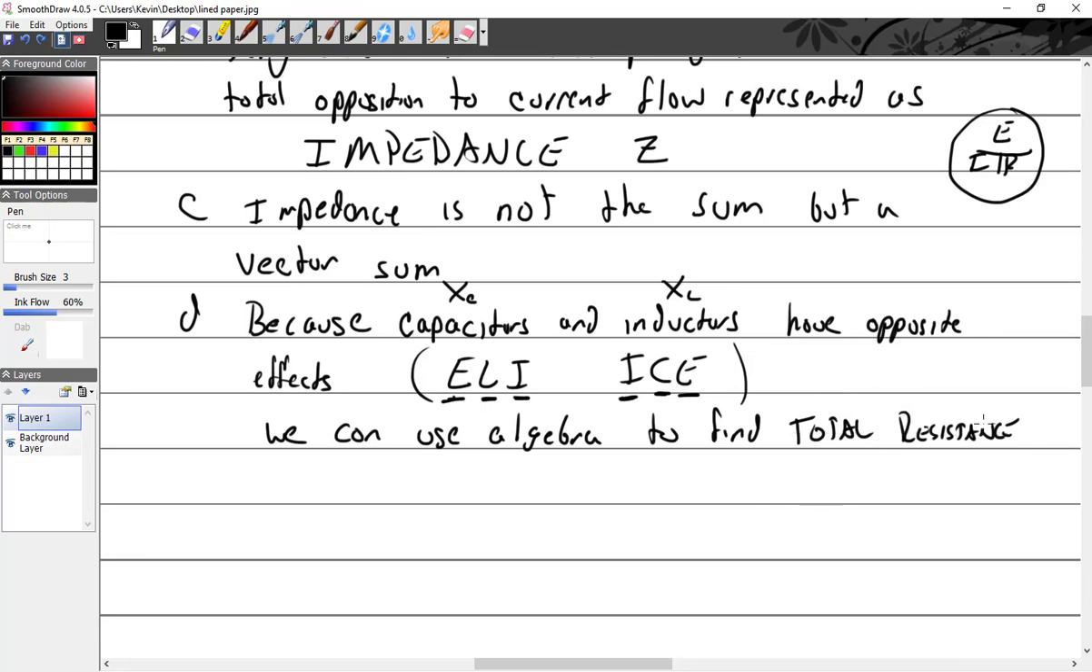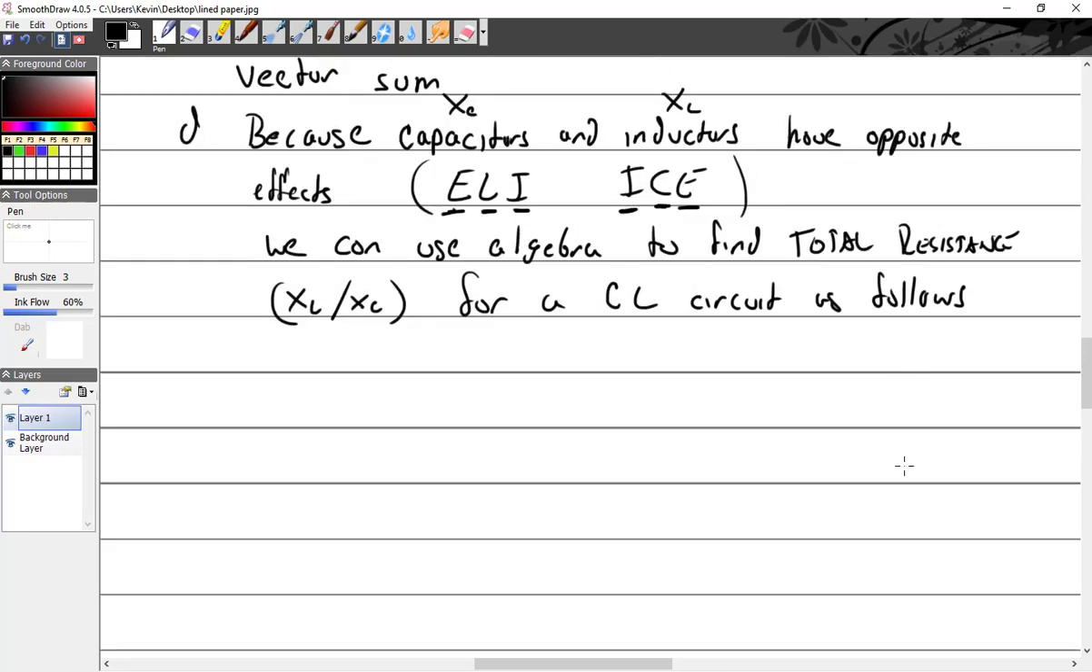Total resistance, and when I say total resistance, I'm going to say this, X of L and X of C. So it's not impedance yet. It's still total resistance in terms of X of L and X of C. So we find total resistance for an LC circuit. What does that mean? And really, it's not algebra. It's almost simple math.